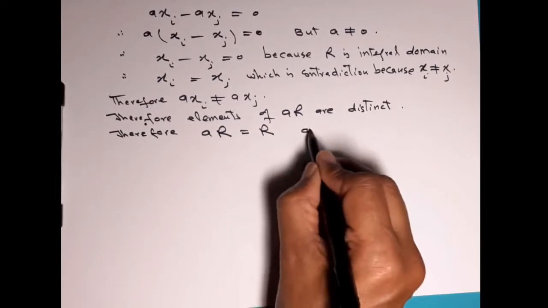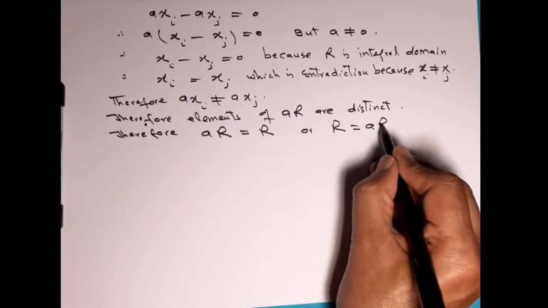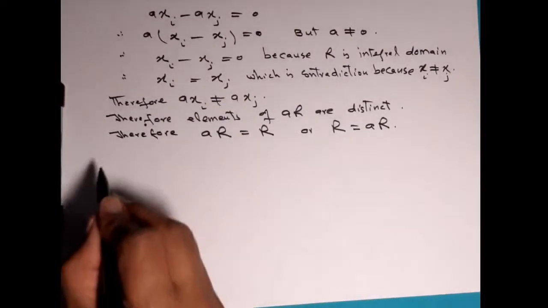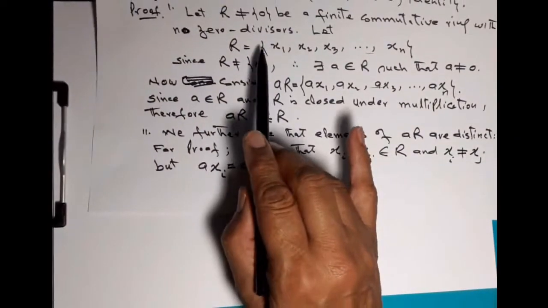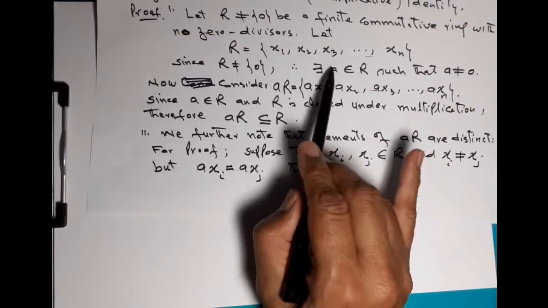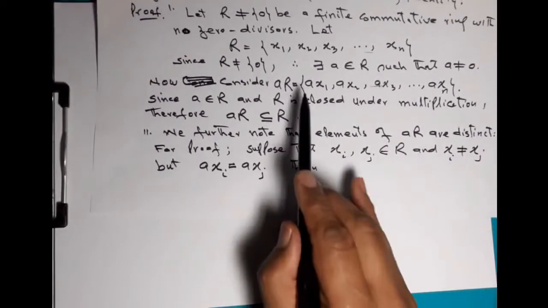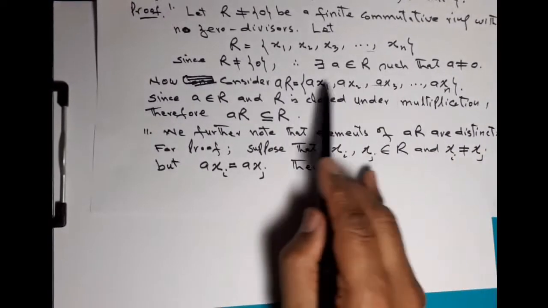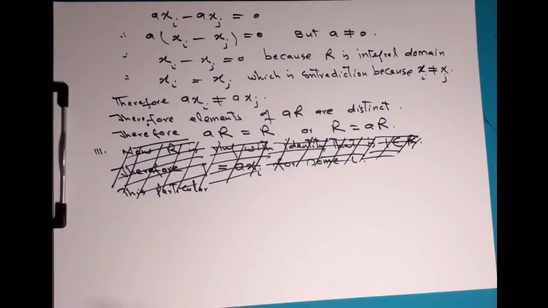Or you may say that R is equal to AR. So these two are equal. So note that this ring R contains A. A is an element of this ring R. A belongs to R. And this R is equal to AR, this particular set. So this A has to be equal to one of these. So let's write this thing.